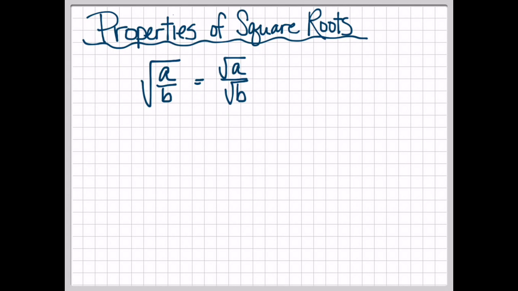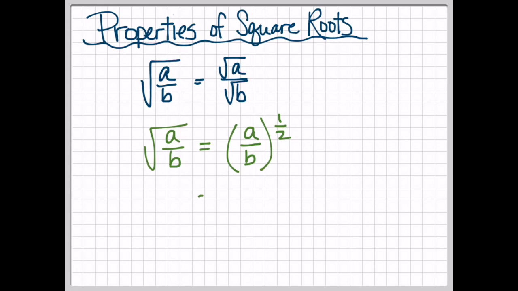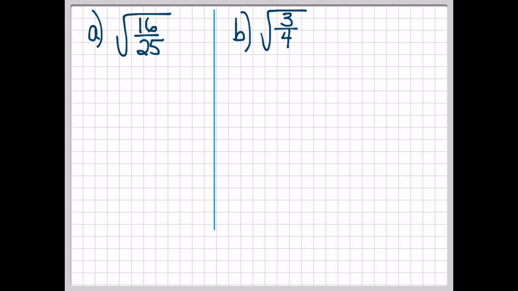So we broke up multiplication before. Now we're going to break up division. The same way that we dealt with the multiplication, we can deal with division. Square root of a over b can also become a over b to the 1/2 power, which then by exponent rules becomes a to the 1/2 over b to the 1/2, which simplifies to square root of a over square root of b. So now that we know this rule works, let's try a couple problems.